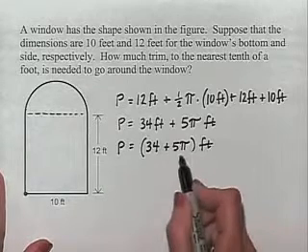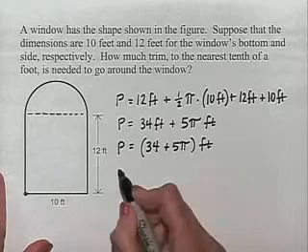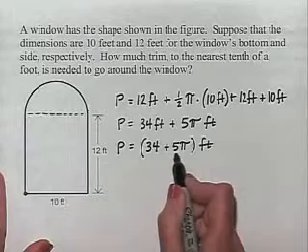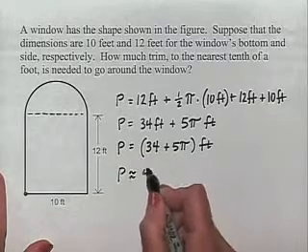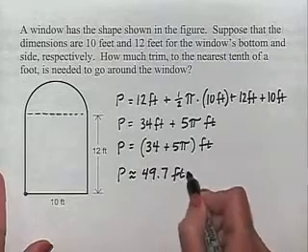If we're going to approximate, we're going to substitute in a value for pi of approximately 3.14 and simplify. So we multiply 3.14 times 5, add 34 to it, to come up with a perimeter which is approximately 49.7 feet.